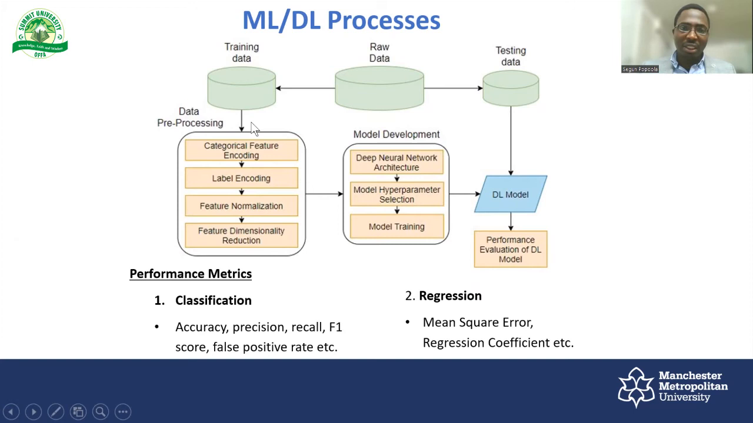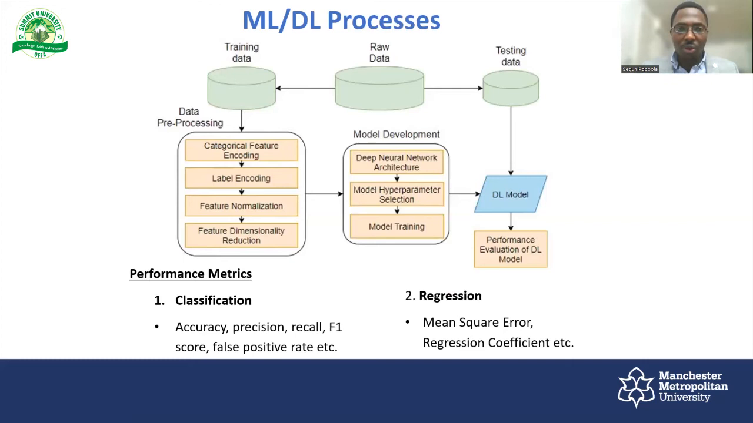By convention, after you divide your raw data into training and testing, the split is usually 70% training and 30% testing, or 60% training and 40% testing, whichever way. Then the next stage after data splitting is data preprocessing, which includes categorical feature encoding.